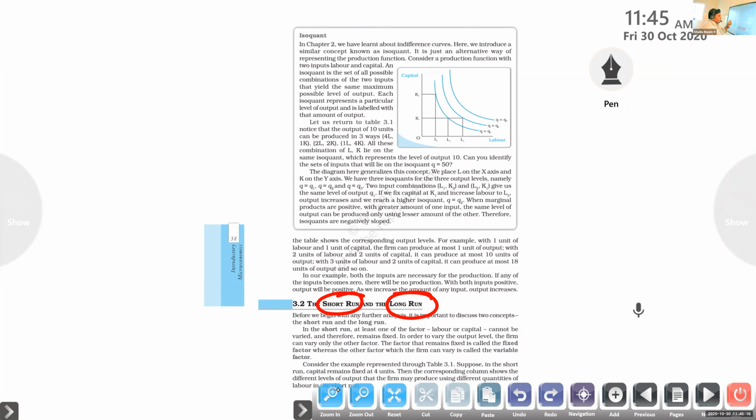So in a short period of time, the firms will not make changes in all the factors of production or all the inputs. They will always keep one factor the same and make changes in the other input. Here we are using two factors of production only to understand, labor and capital. If the capital remains the same, they will make changes in the labor. If labor remains the same, they will make changes in the capital invested. That is for the short run.